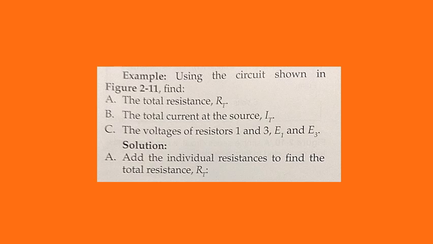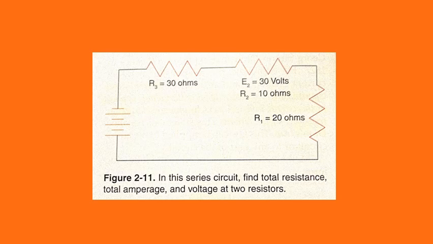A quick example, as shown on your screen, using the circuit shown in figure 2-11. Find A, the total resistance, or RT, B, the total current at the source, or IT, C, the voltages of resistors 1 and 3, E1 and E3. The solution is, first, step A is to add the individual resistances to find the total resistance, RT. This is the circuit we're talking about.